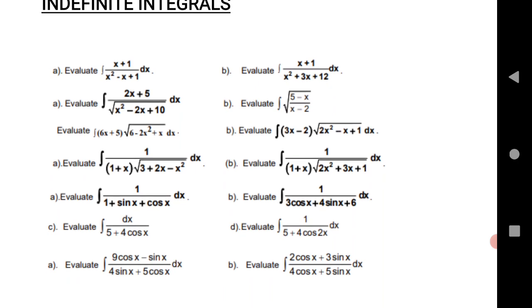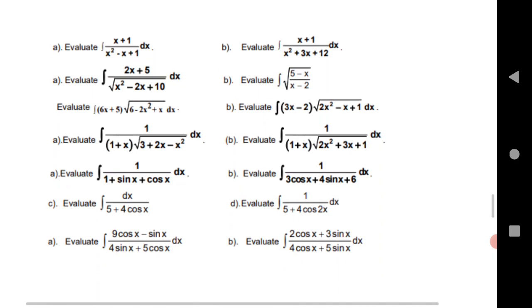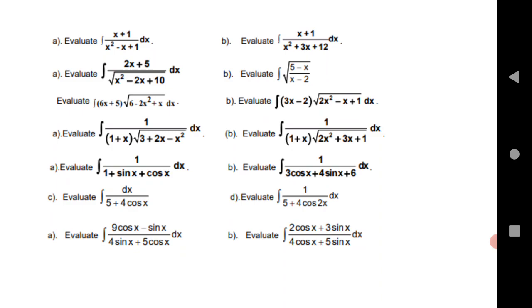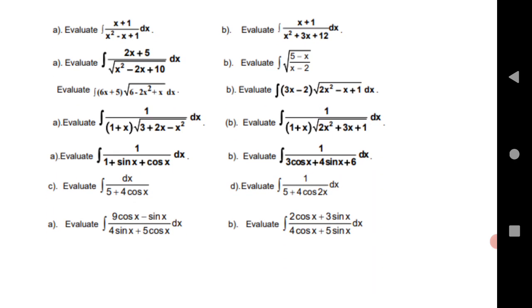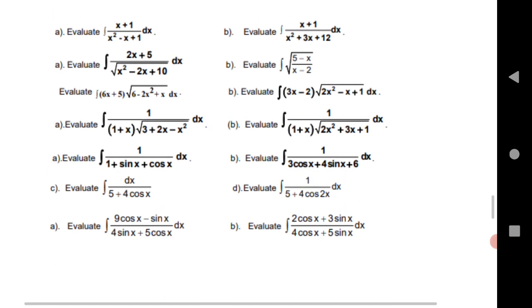So go ahead, check the blueprint. The blueprint is also given in the description. Click the link, you will get the description. In the description we have given a link for the blueprint, so that you can check it and practice for both the states, Telangana and AP.